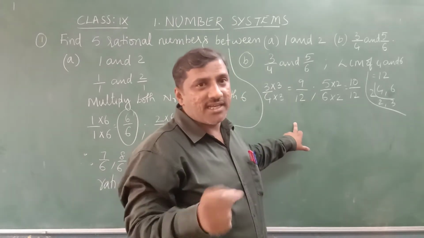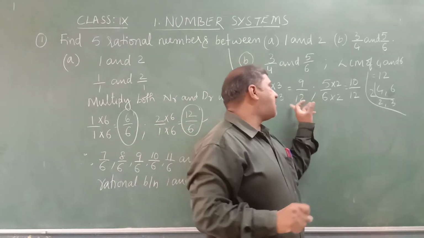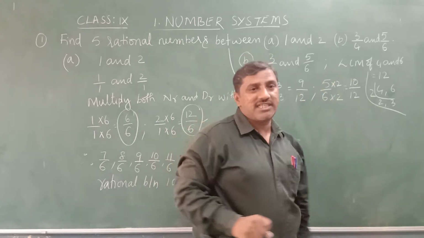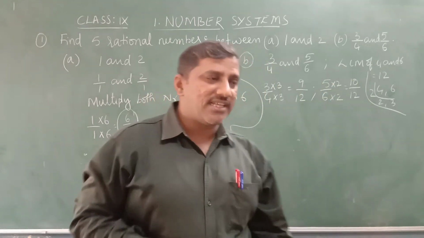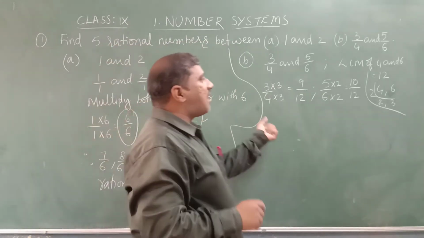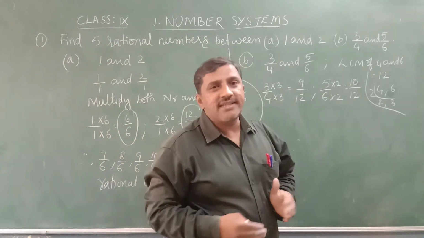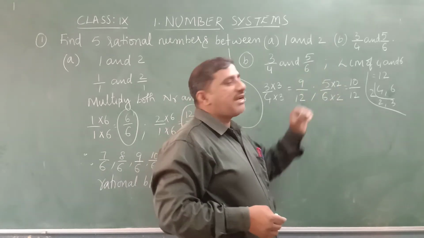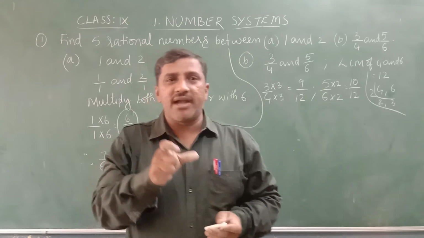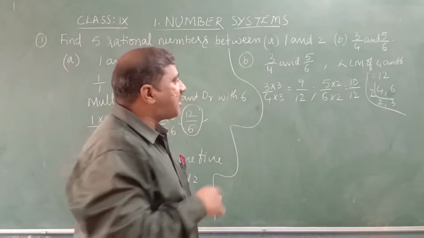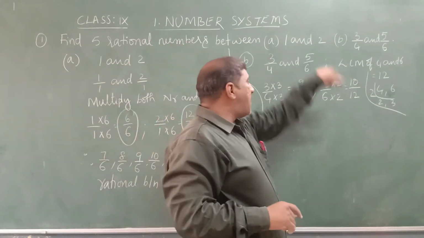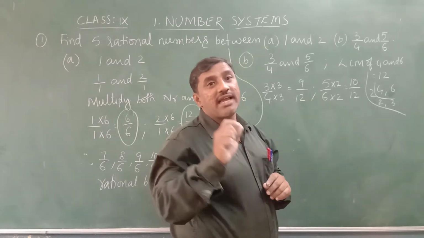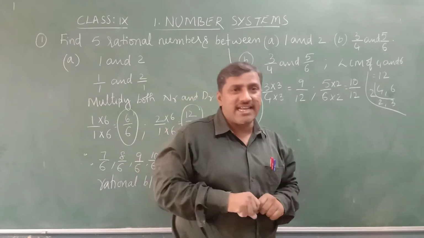The given rational numbers have been converted to the same denominator, which is 12: 9 by 12 and 10 by 12. So between 9 by 12 and 10 by 12, there is no number with the same denominator 12. You may get numbers like 9.1, 9.2, 9.3, 9.4, 9.6, but they are not integers.